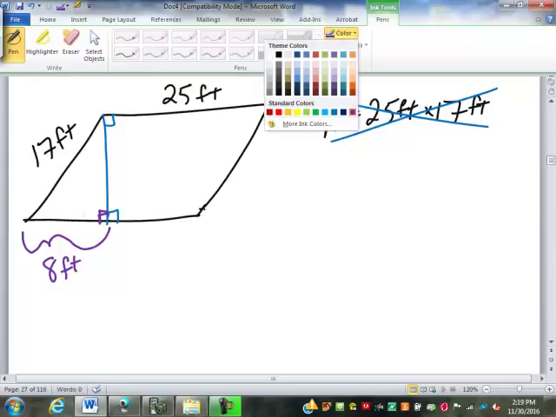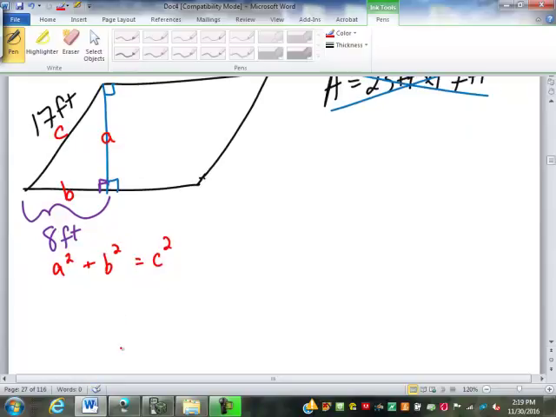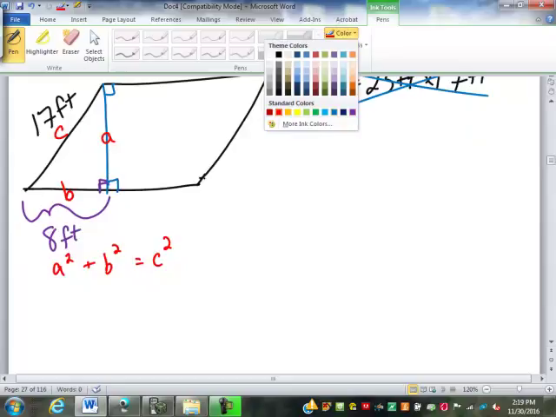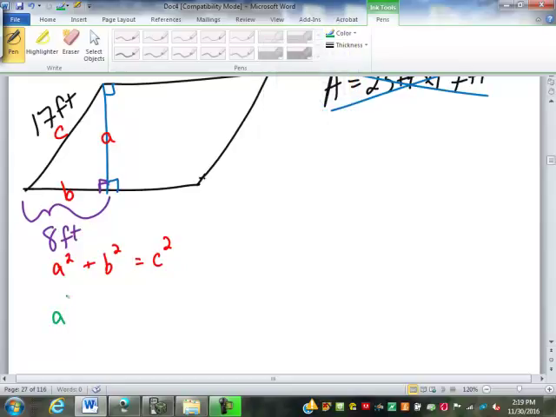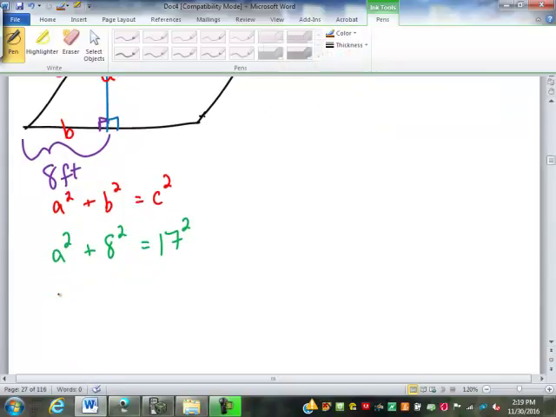So if I let this be A and B, because those are the two legs of my right triangle, 17 will be C. A squared plus B squared equals C squared. A is what we're looking for, so I'm going to leave that as A squared. B is 8, so that's 8 squared, equals C, which is 17, so 17 squared. 8 squared is 64, and 17 squared is 289.